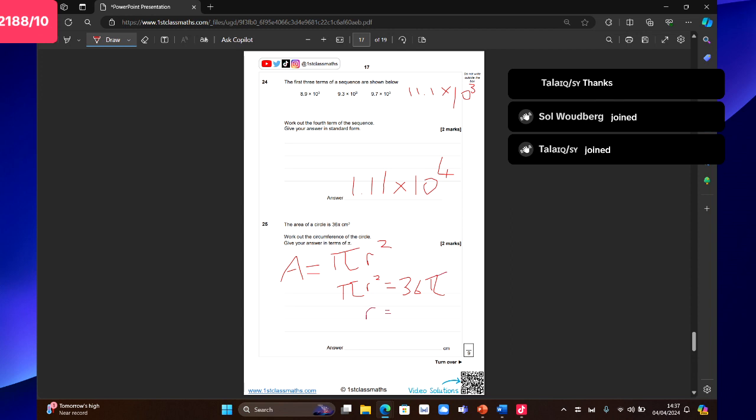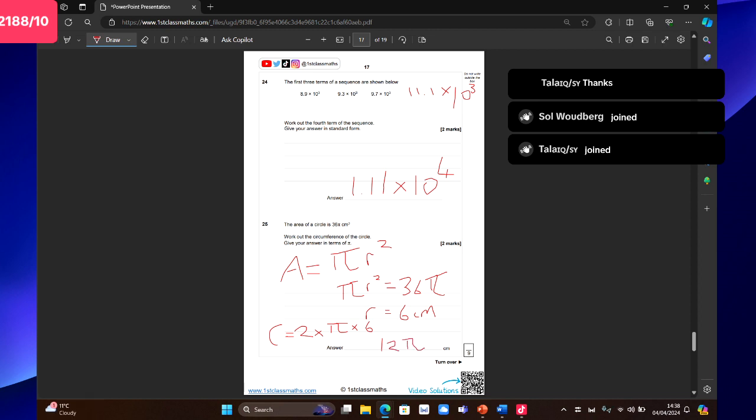Okay, so to work out the circumference, it will be 2 pi r. So 2 times pi times r for the circumference, or pi times diameter. Either way would suffice. So 2 times pi times the radius. So I get 12 pi centimeters. Okay, and I leave my answer like that.